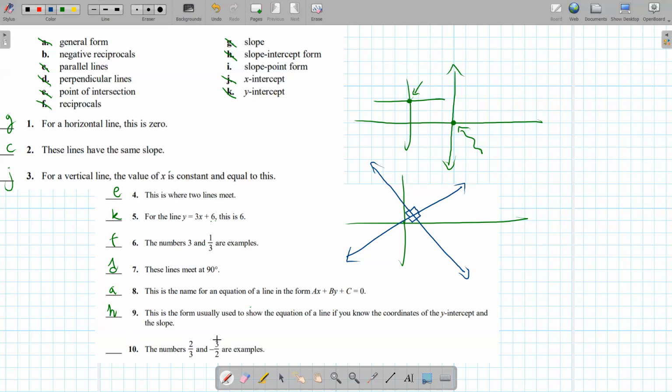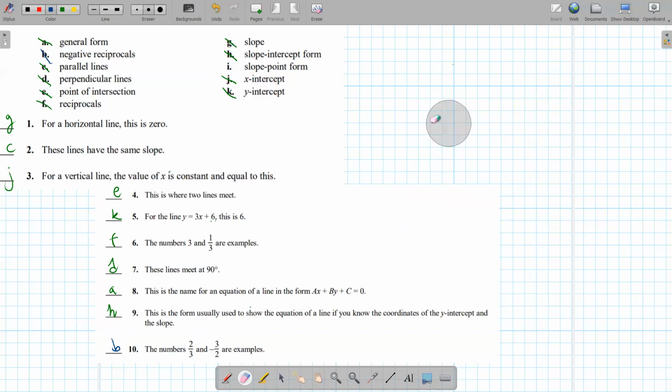The numbers 2/3 and -3/2 are examples. It's B. Exactly. There you go. We're done with this. One option, we didn't need it. It's I, slope point form. Let me show you what that looks like. We haven't actually encountered this.